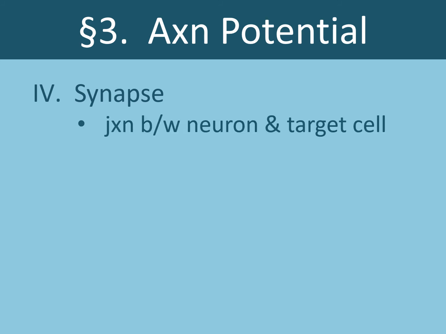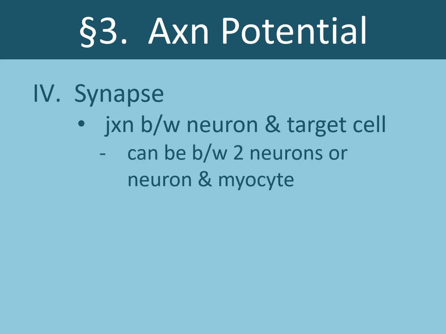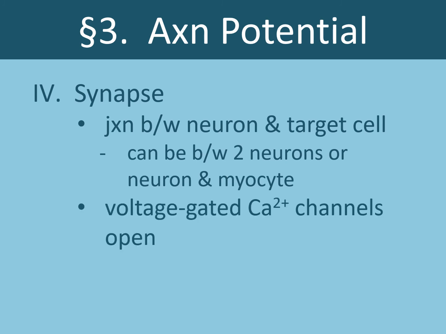So again, the synapse is the junction between the neuron and the target cell. A synapse can be between two neurons. A synapse can be between a neuron and a myocyte or muscle cell. It can also be between a neuron and a gland cell.